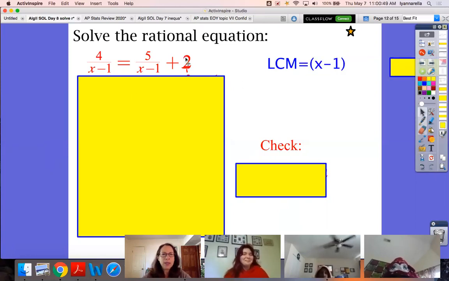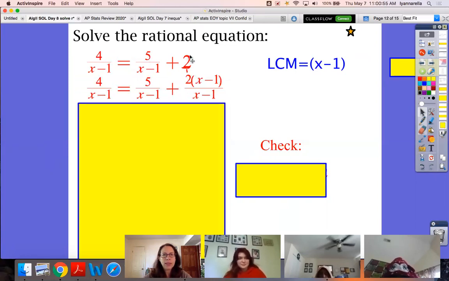So I need an x minus 1 for this, but I don't need it here or here because I already have it. So what I did was I said, well, let's take that 2 and just multiply it by x minus 1 over x minus 1. And now look, I have all of the same denominators. When you do, you can say, well, I don't need my denominators anymore because all of them have the LCM. So I'm just going to solve 4 equals 5 plus 2 times the quantity x minus 1.